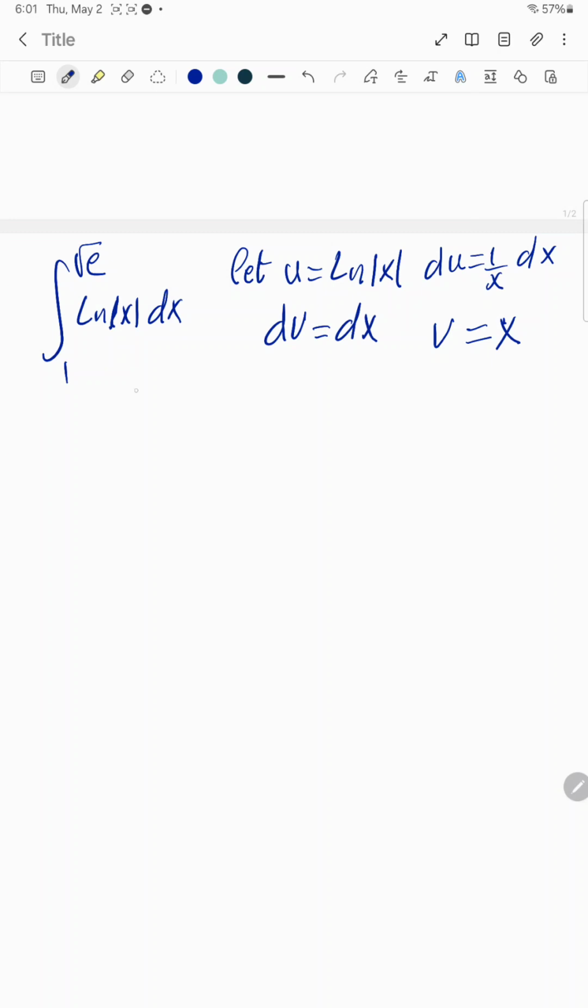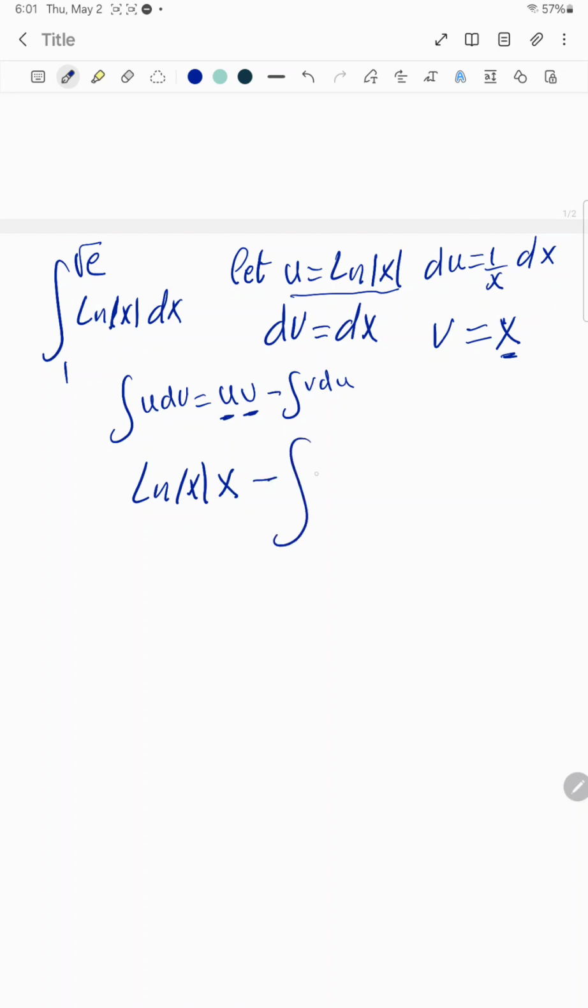And now let's apply the formula. I will write it here. The integral of u dv is equal to u times v minus the integral of v du. So my u here is ln of x, and my v here is x, minus the integral of v, which is x, and my du is 1 over x dx between 1 and square root of e. This part, I don't have to do anything with it because it's outside my integral.